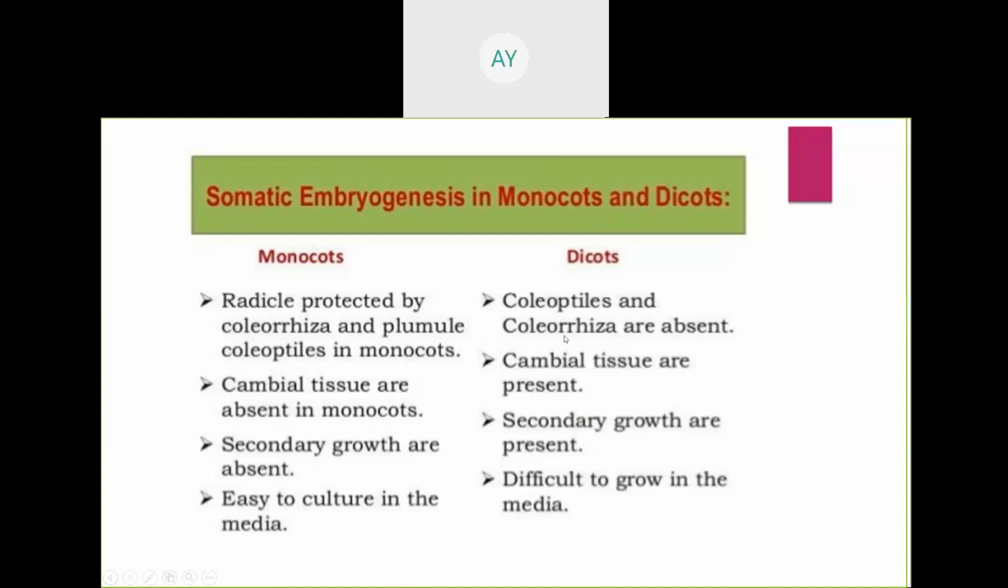But in the case of dicots, the coleorhiza and coleoptile are absent. Cambial tissue is present, so secondary growth is present. They are difficult to grow in the media, meaning if secondary growth occurs, it will cause a problem for the multiplication of that plant in the case of dicots. But multiplication of monocot plants is very easy through plant tissue culture from somatic cells.